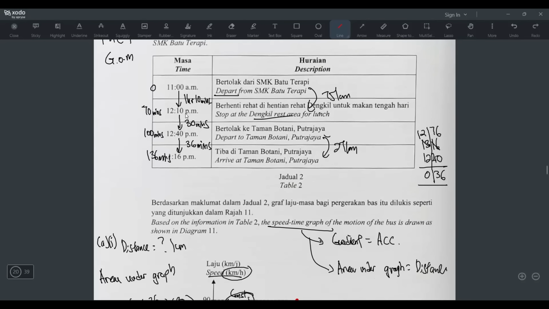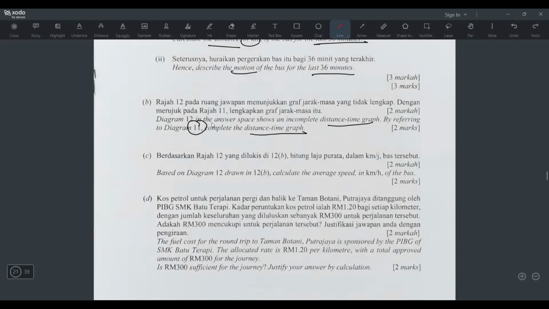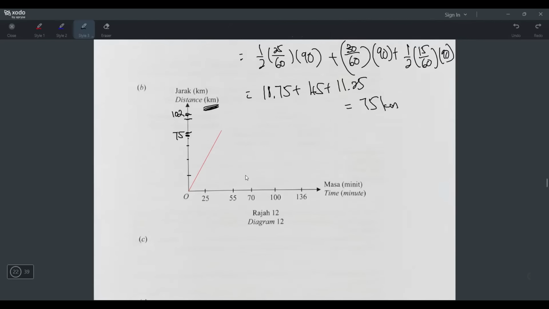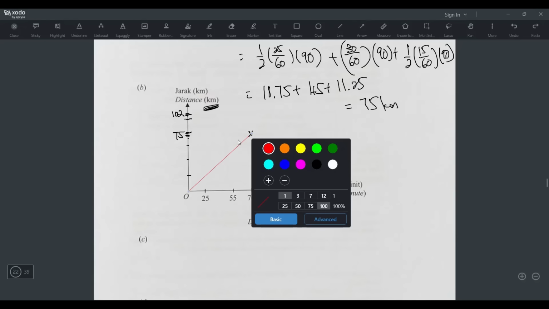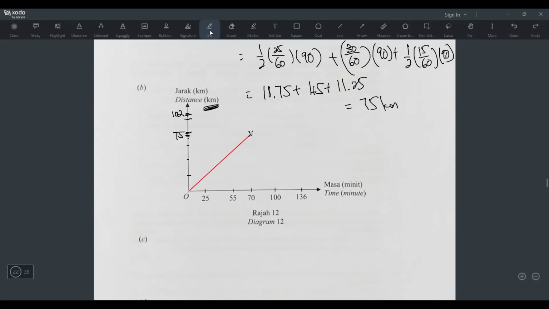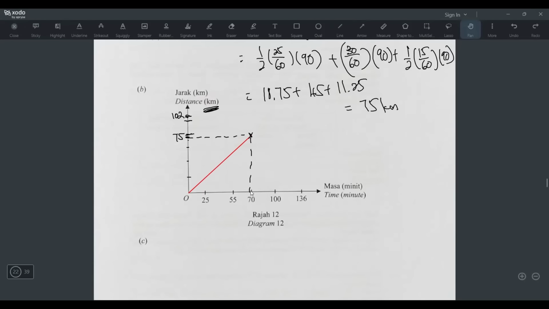So for the first 70 minutes, it travels 75 km. So we just draw a straight line, and when it reaches 70 minutes, that's when the distance traveled is already 75. So the line should be like this. Okay. All right. Let me make this line a bit thicker. Okay. And then what happens next is the bus stops, right? And if I'm not mistaken, it stops for 30 minutes from 70 to 100. That means the line should be horizontal. Yeah, because in a distance-time graph, I told you, right?